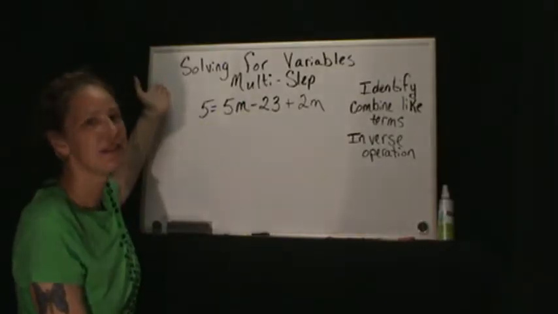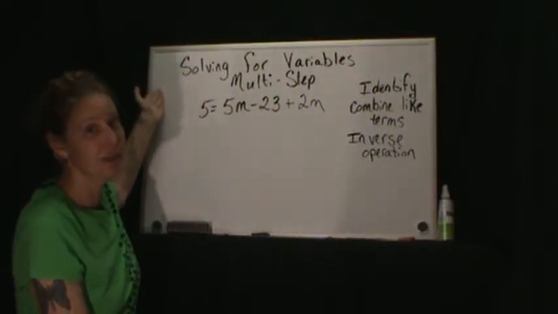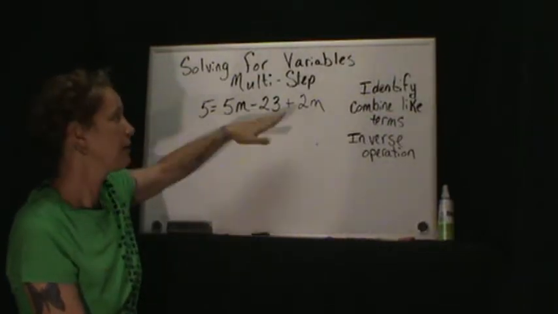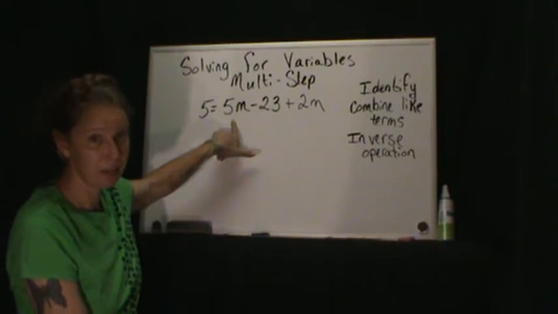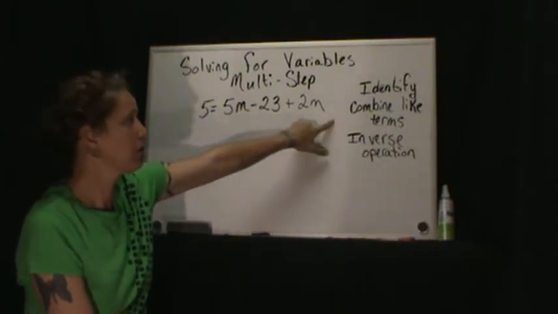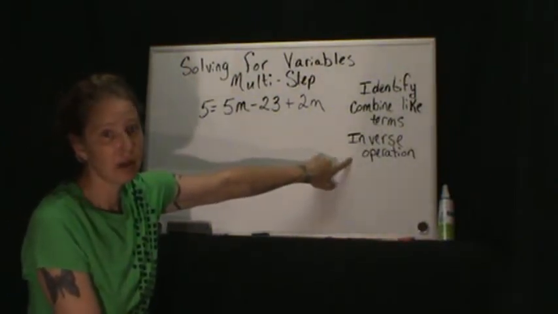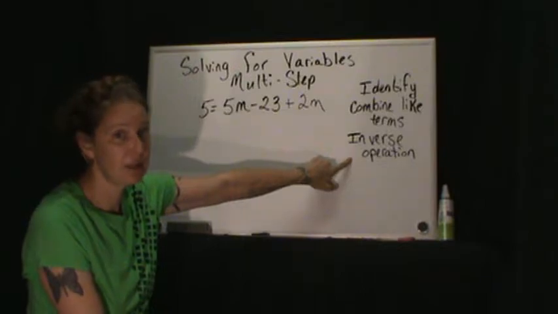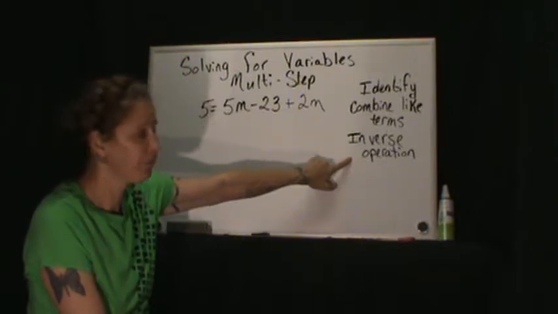Today's video is on solving for variables in a multi-step equation. We got to identify our variable. In this case we have an m. We're going to combine our like terms, and then we're going to do our inverse operation, which is the opposite of what is happening at this time.